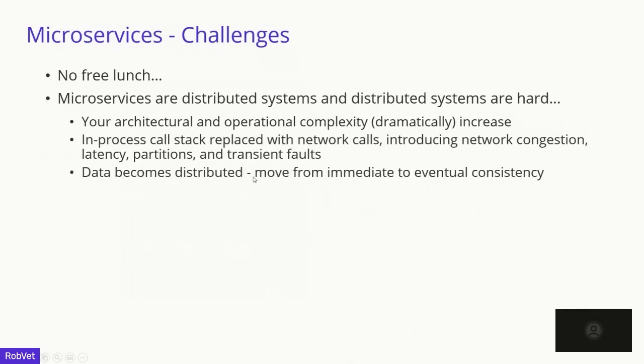The data now becomes distributed. So if each service owns its own data, what does that mean? Well, we're moving from an immediate consistency to more of an eventual consistency model. So this becomes more complicated. Versioning becomes complicated. It's not just version 3.2 of the entire application.